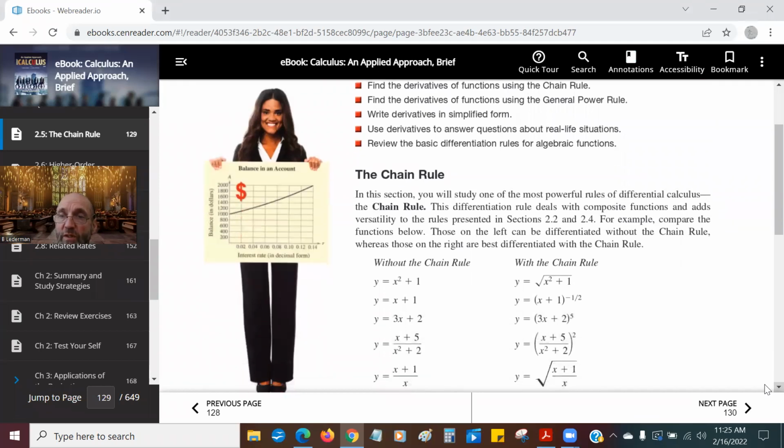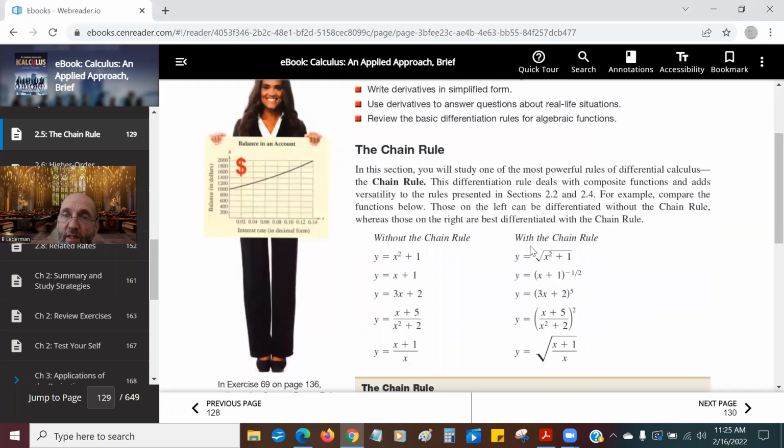With the chain rule, we're going to be able to deal with all kinds of cool stuff. In fact, all these guys on the left side here are stuff we know how to do. That's straight derivatives, that's quotient rule, whatever. But I have something to the negative 1/2 power. I have this to the 5th power.